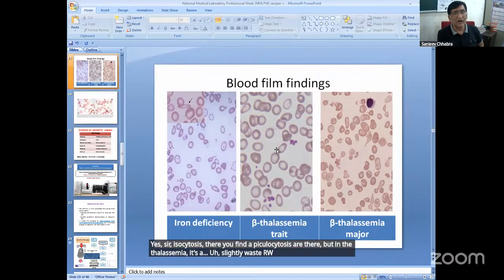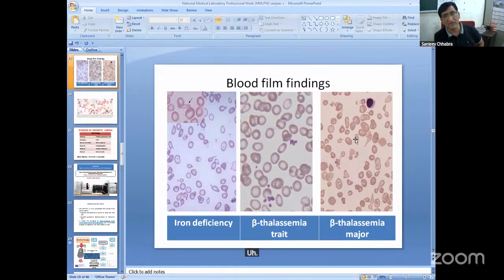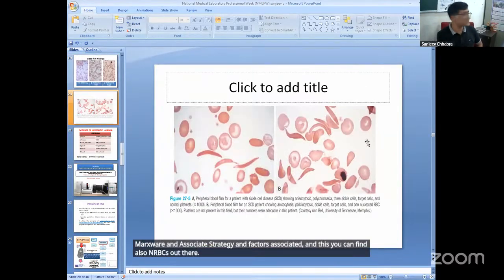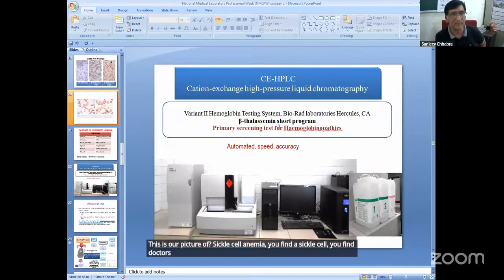You find a uniform macrocytosis there, and in thalassemia major, a marked anisocytosis and poikilocytosis, and you also find NRBCs. This is the blood picture of sickle cell anemia. You find sickle cells, you find darkening, and Purkinje cells are there.